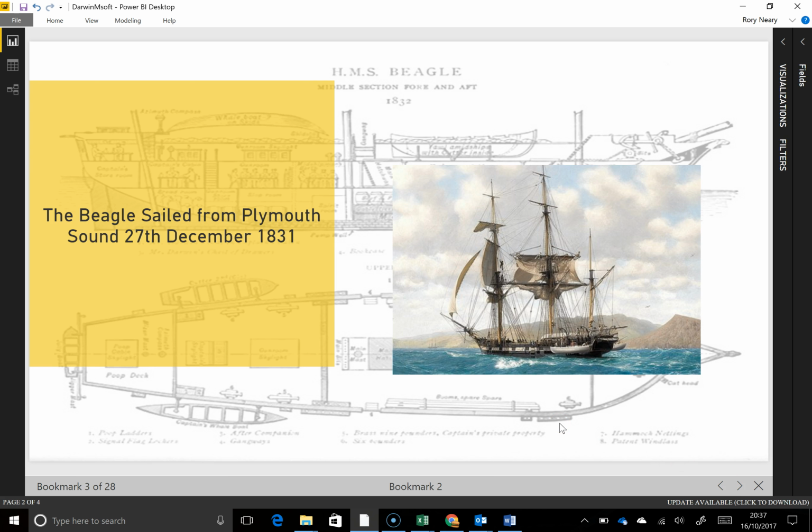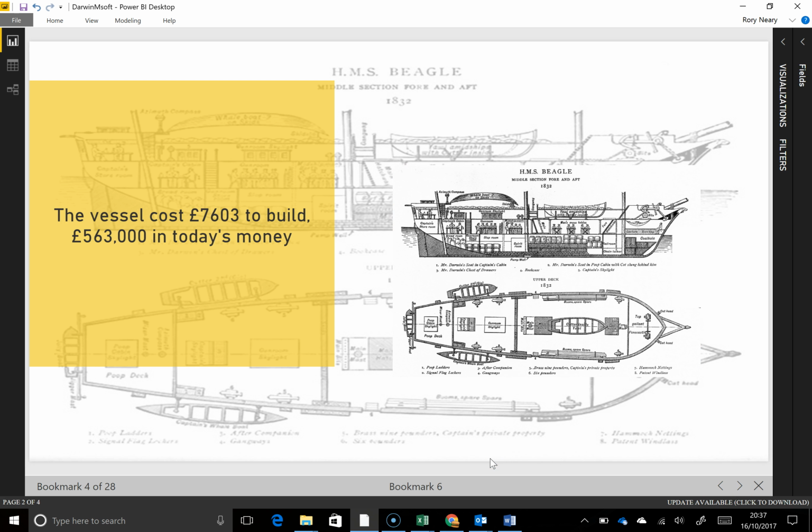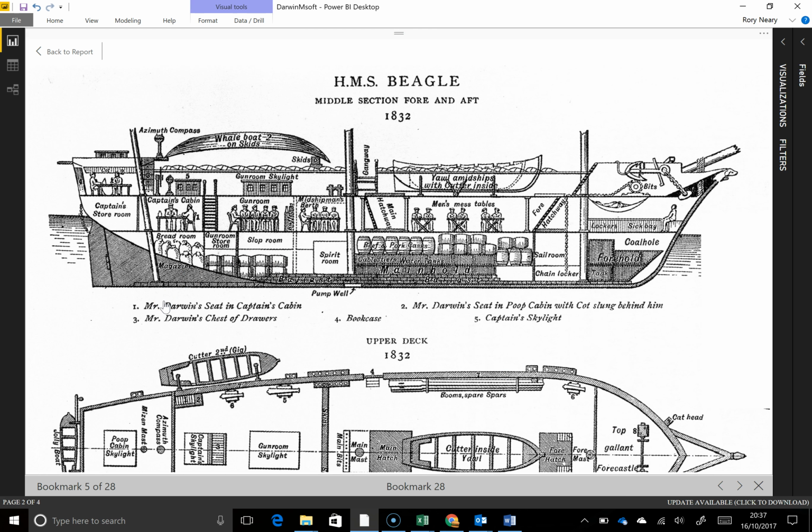It sailed from Plymouth on the 27th of December, 1831. Not sure if I fancy going sailing on that sort of a day, but good luck to them. It cost 6,003 pounds to build, and this is a diagram of the vessel itself. This is a much closer view of the vessel, and you can see the various parts of the ship, and where the captain would have sat and so on.